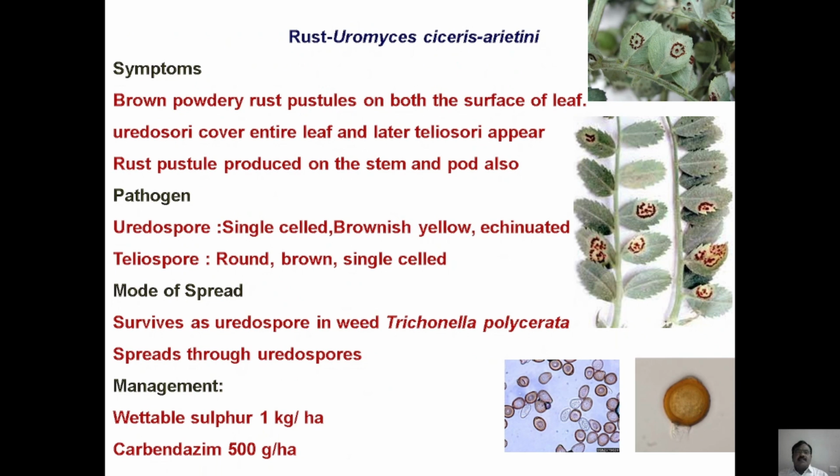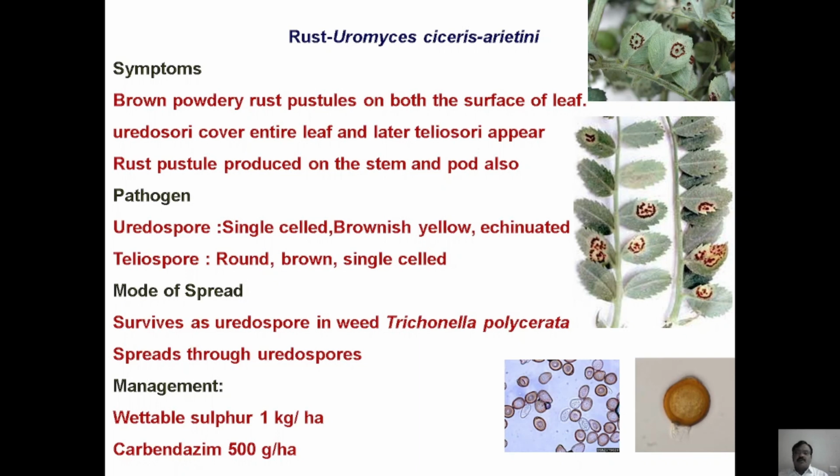Next important disease is rust disease caused by Uromyces ciceris-arietini, which produces brown rusty pustules on both the surface of the leaf. These uredosori cover the entire leaf, leading to drying and defoliation. These uredosori upon maturation are converted into teleutosori. Similar type of raised brown pustules will also be produced on pods and stem.